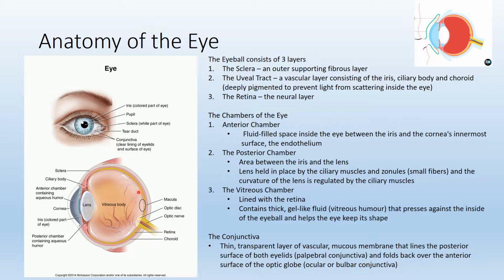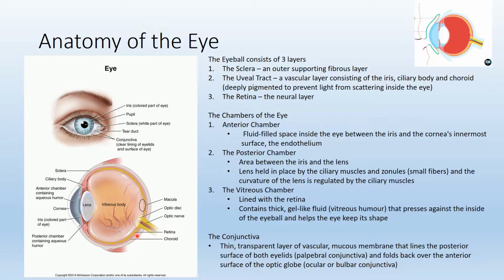It's composed of cones and rods, as well as the macula, which is involved with sharp, detailed perception of vision, and the optic disc, which is the blind spot of the eye and is the location of the optic nerve, also known as cranial nerve number 2, innervation, as well as the insertion point for optic vasculature.